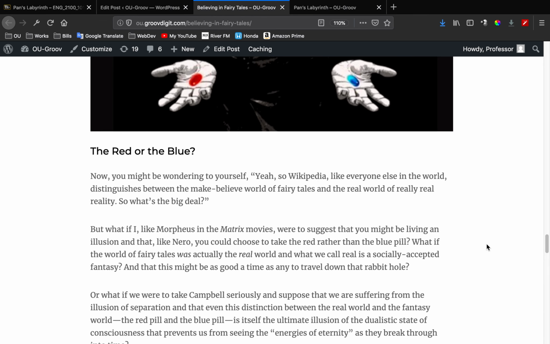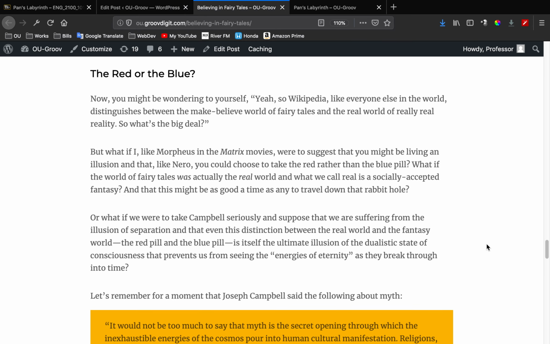Now you might be wondering to yourself, so Wikipedia, like everyone else in the world, distinguishes between the make-believe world of fairy tales and the real world of really real reality, so what's the big deal? But what if I, like Morpheus in the Matrix movies, were to suggest that you might be living an illusion, and that, like Neo, you could choose to take the red rather than the blue pill? What if the world of fairy tales was actually the real world, and what we call real is a socially accepted fantasy, and that this might be as good a time as any to travel down that rabbit hole?